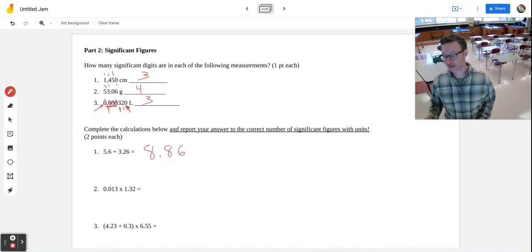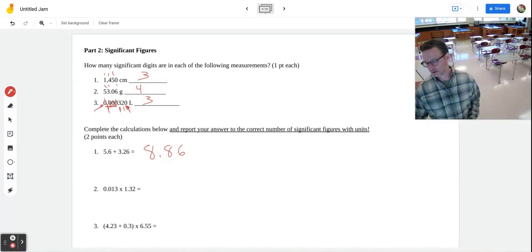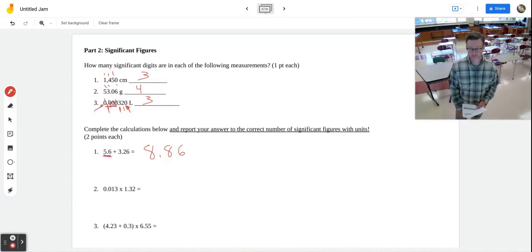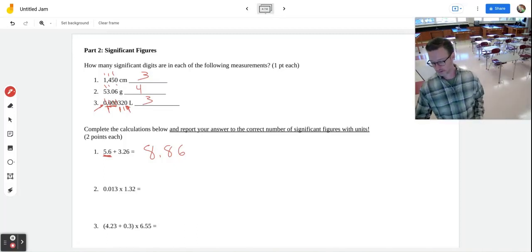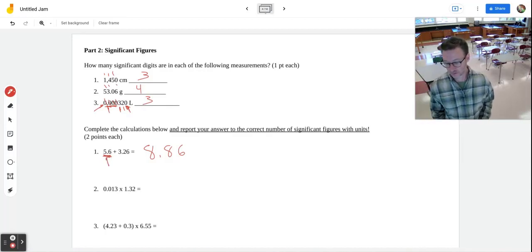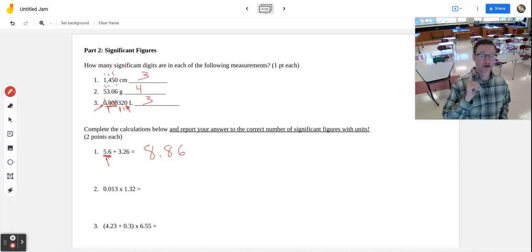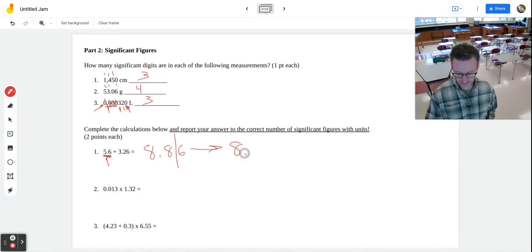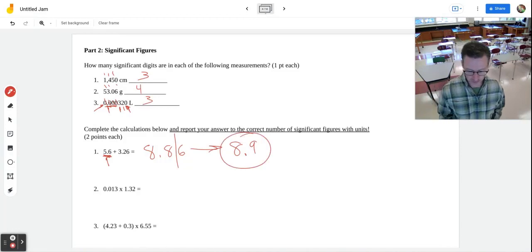What does that mean, really? It means find the number that has the least number of decimal places, even if there's no decimal places. In this case, this number has one. The second number has 2 decimal places. So this number is what determines my rounding. It has 1 decimal place, which means my answer can only have 1 decimal place. So I round here, and since the next digit is a 6, my final answer is 8.9.